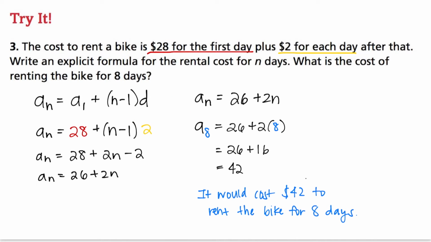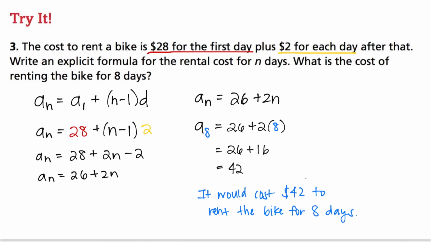So when I plug this in using my explicit formula, I'm going to plug in $28 for the first day, that will be a sub 1. $2 for each day after that represents my common difference, so I put that in for D. And then I distribute and solve. I end up getting a sub n equals 26 plus 2n.